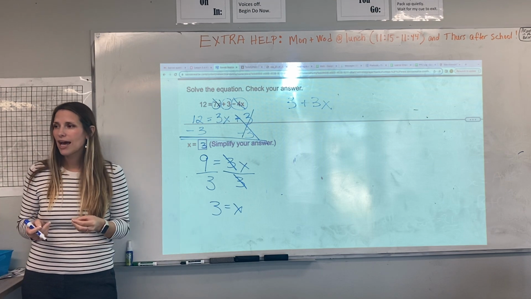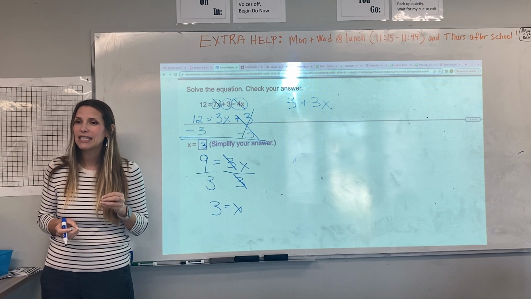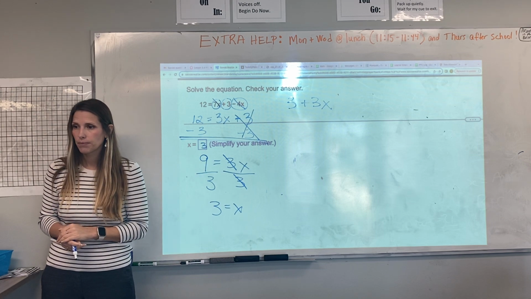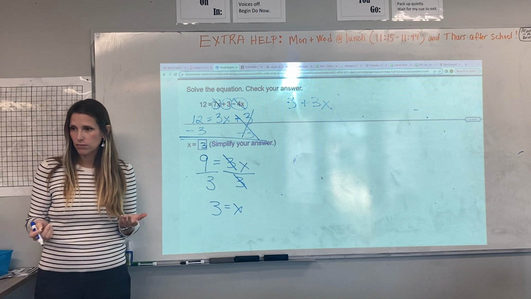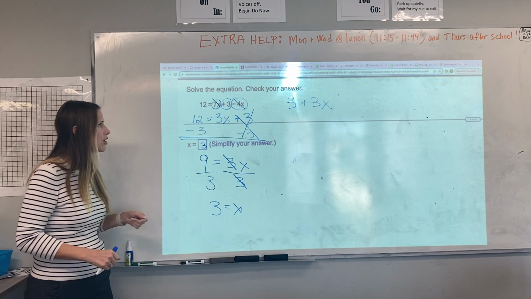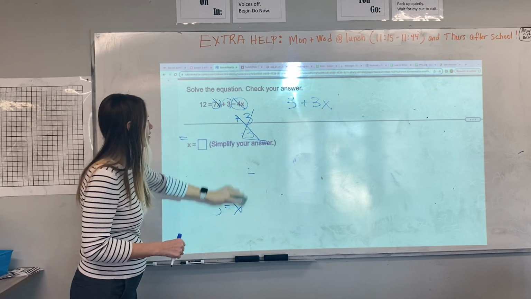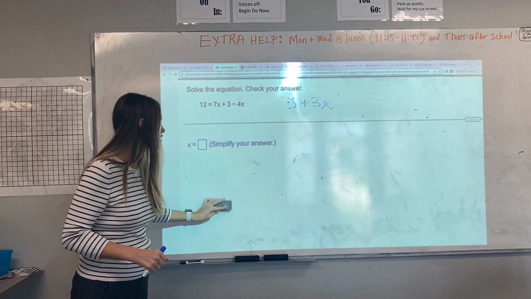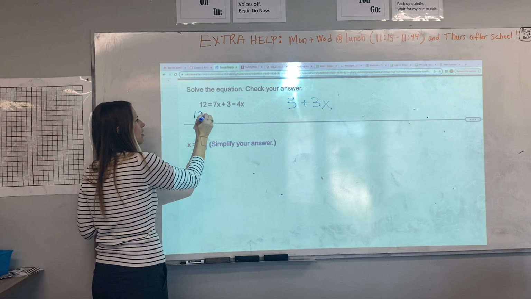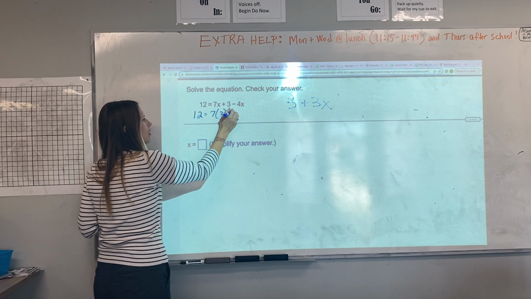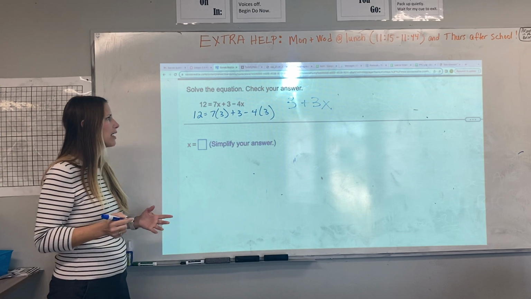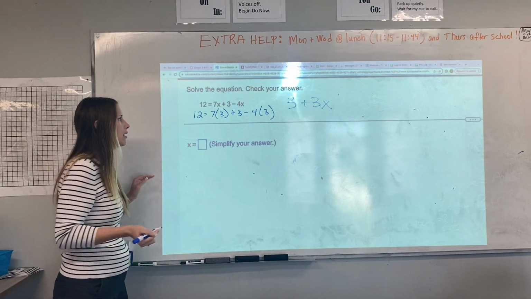When you are taking your test, what would be a really good idea to double check that this value is the correct value for x? Wait, you can check. You just plug it in. Plug it in and make sure it works. So if we want to plug in x equals 3, let's go ahead and substitute 3 for each x value. 12 equals 7 times 3 plus 3 minus 4 times 3. And let's just double check that this is a true equation.